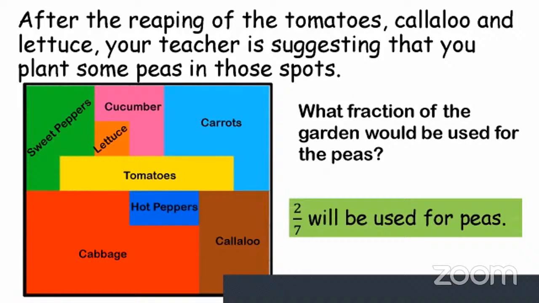So, all right, someone is asking if the grid can come back. Of course it can, but I want to charge you now to go ahead and draw your own grid on your garden. All right, so great job, guys. 2 sevens of the garden will be used for peas. Let us go to another question.